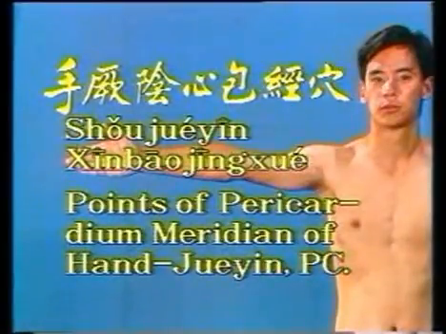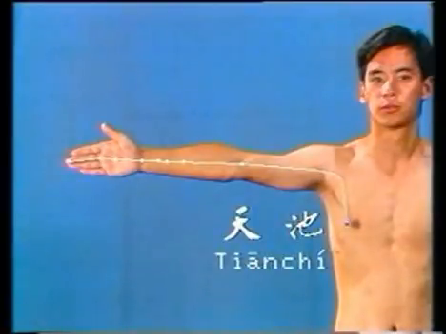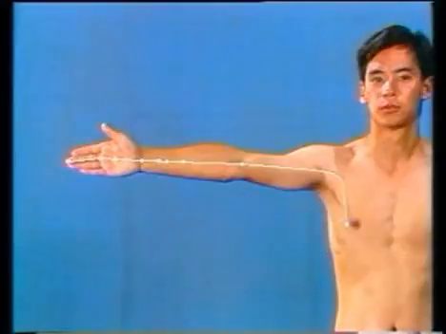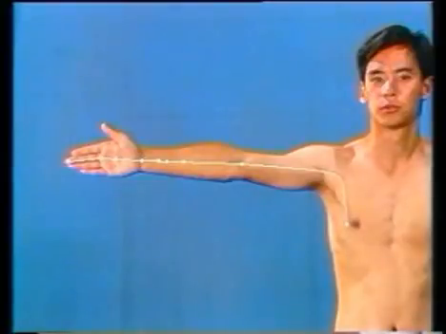Points of the pericardium meridian of hand Jueyin. There are 9 points on each side, altogether 18 points on both sides. They are located in the chest and on the midline of the palmar side of the arm. The first point is Tianchi, pericardium 1, and the last one is Zhongchong, pericardium 9. 6 points are selected and introduced.